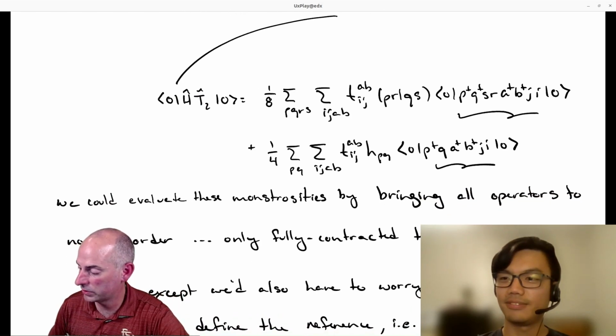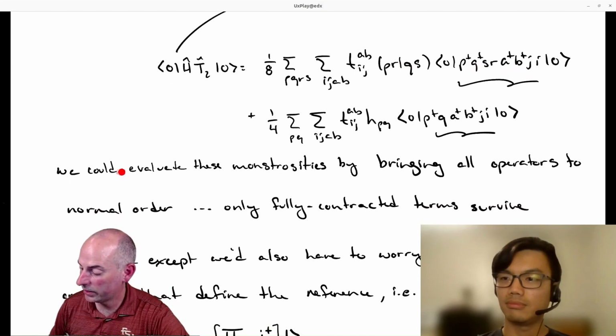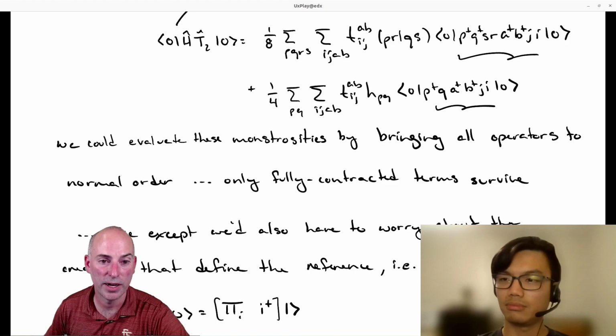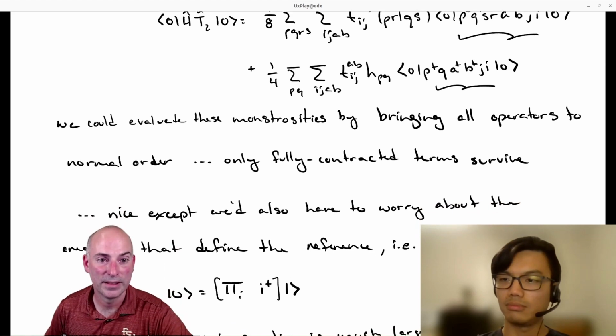We have 2 different terms. There's a term involving the 1 electron part of the Hamiltonian and the 2 electron part of the Hamiltonian. And you have these insane looking strings of operators. We could evaluate these monstrosities by bringing all of these operators to normal order, and only the fully contracted terms would survive. But this thing is not the true vacuum state.